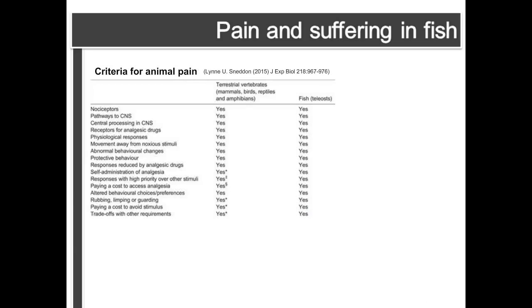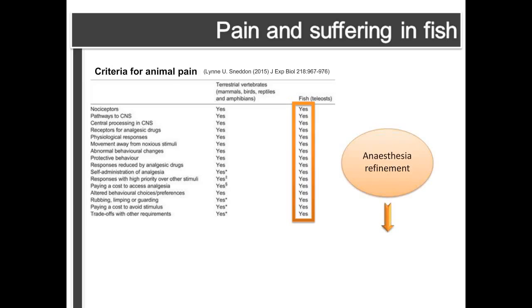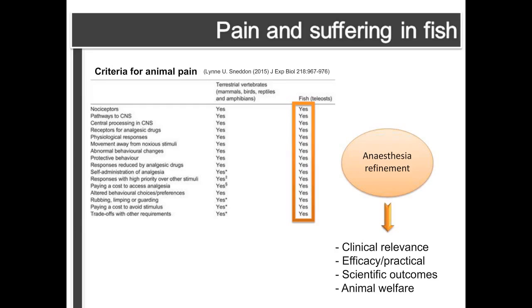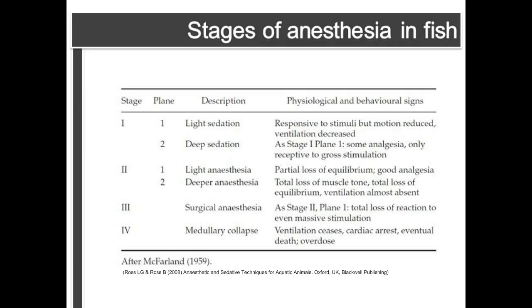This is a list of criteria for animal pain, and I just want to call your attention to the yes in the fish column, the teleost fish. So you can see that they fulfill all the criteria of pain. So once more it's proven that we need to do anesthesia, and we need to refine anesthesia for better scientific outcomes. Anesthesia that is adequate for scientific purposes, practical, so researchers will use it, and to protect the animal welfare.